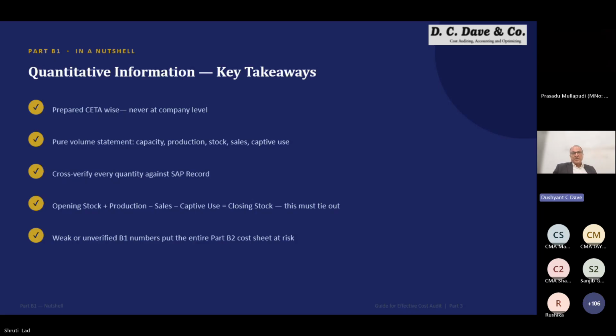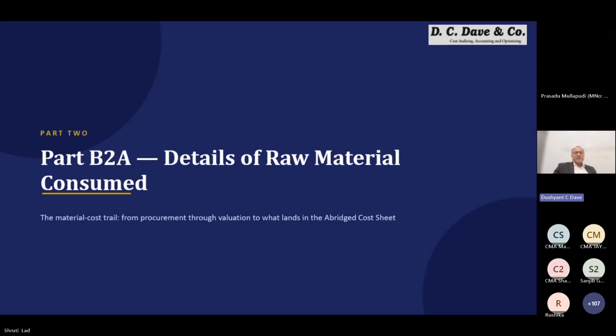You can take a screenshot of this, as it is also very, very important. Put it in your cost audit manual. Do it yourself, and give it to your assistants to follow whenever you're doing a B1 cost audit. Now, we move to part B2A. We have taken a good one long hour on B1. Probably I'll be taking a little more than that in B2.